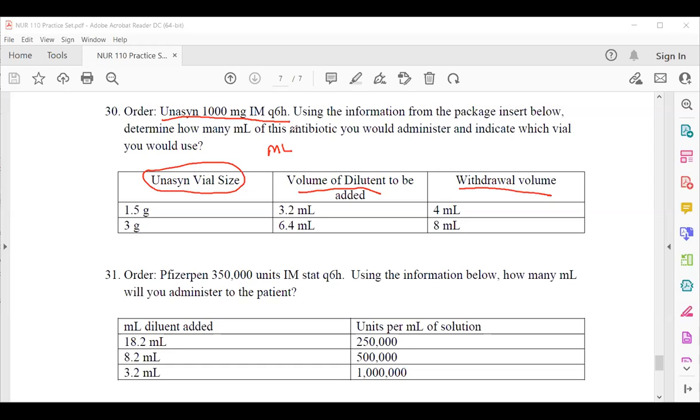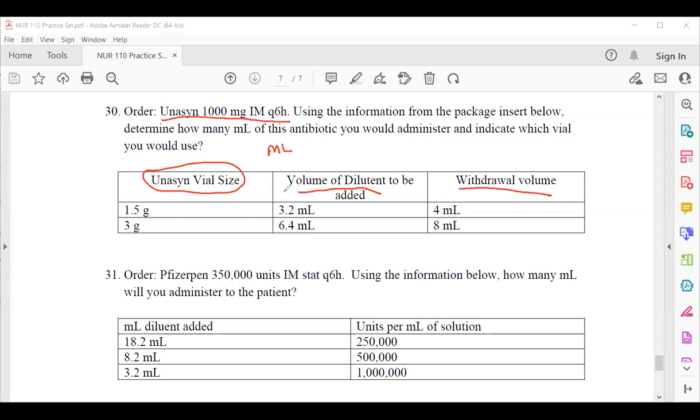So this question is kind of missing some information because you need to know which one you would use. There's a couple of guesses as to how to do that, but no matter which vial you use, you're going to get the same milliliter answer. The real question is just how many milliliters would you administer? If I were rewording this question, I would tell you to use either the 3 gram or the 1.5 gram vial. But the milliliters are going to be exactly the same.